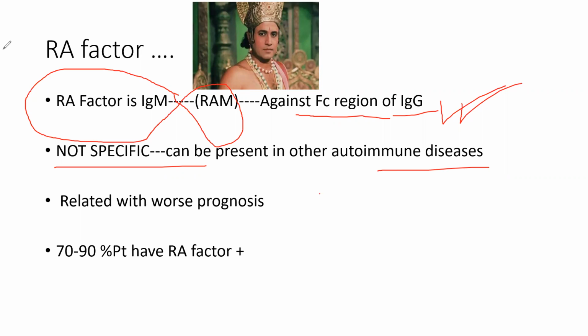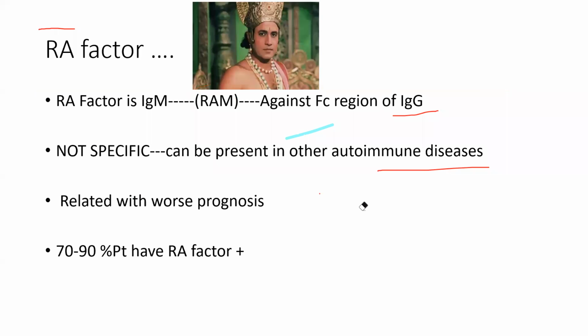Okay, so if RA factor can be found in 100 autoimmune diseases, then why are you finding RA factor? What is the importance of RA factor? Why do you always try to diagnose whether RA factor is there or not, and how much? Because it is related to worse prognosis. Okay, so if you have RA factor, that means there is a bad issue with your prognosis. If you have rheumatoid arthritis and you see that you have RF factor, that means your disease has worse prognosis. It will not be relieved very easily.